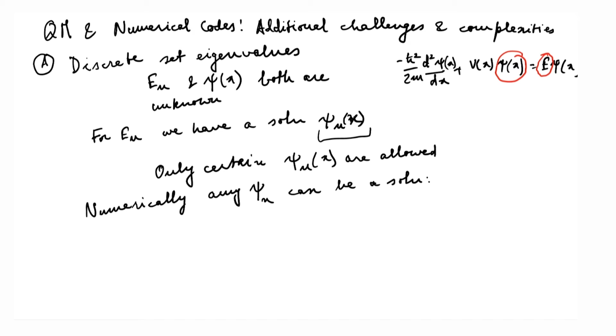We should remember that the physical interpretation of the wave function of a particle is that it gives the probability of finding the particle at a given position x. Once we know the wave function, we can find the probability of the particle at a given position x. So, the statement that numerically any psi n can be a solution means that we might end up with an unphysical solution where the wave function may diverge. For example, in position space, if we are at a point where classically the particle is forbidden to stay there.